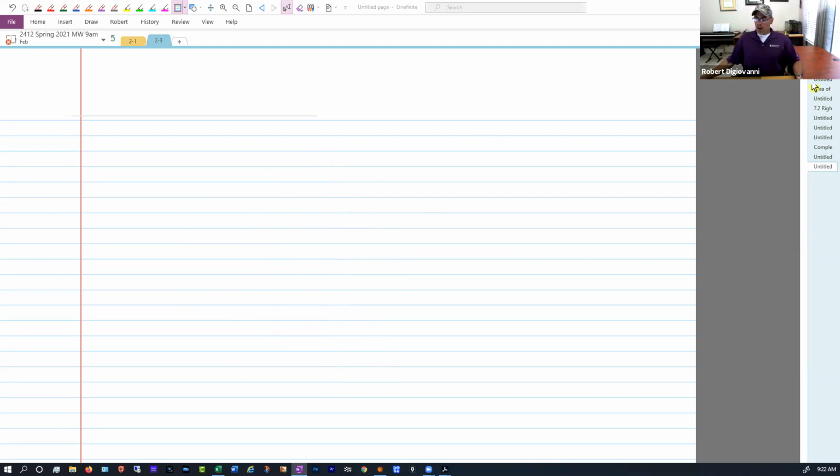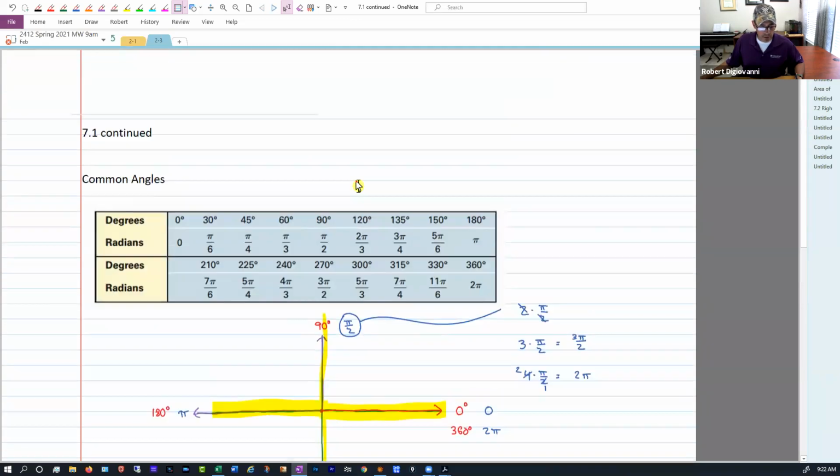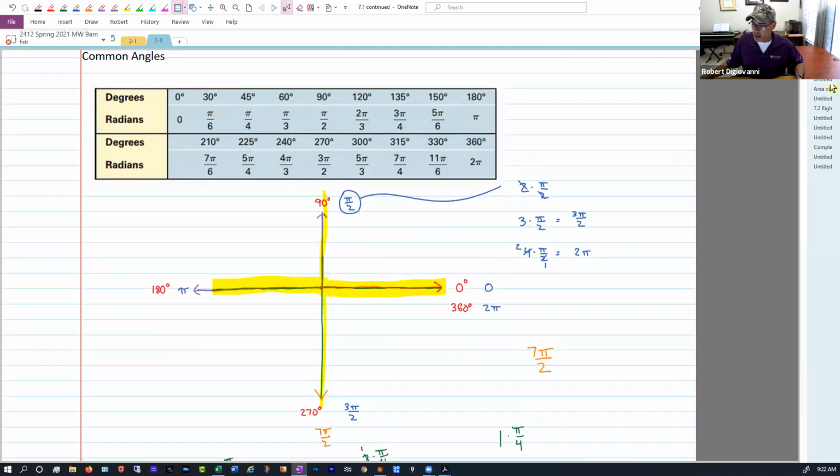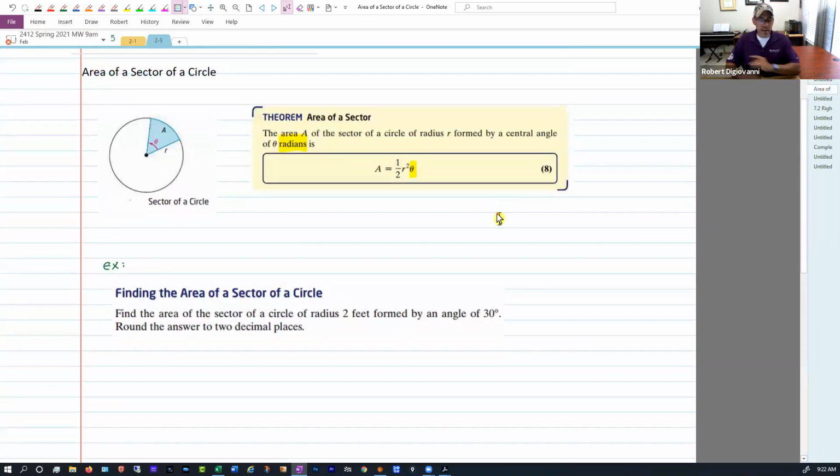Okay. All right. Now, continuing from last time, we have our common angles. You can memorize them from this or use what I just showed you. Now we want to talk about the area of a sector of a circle.